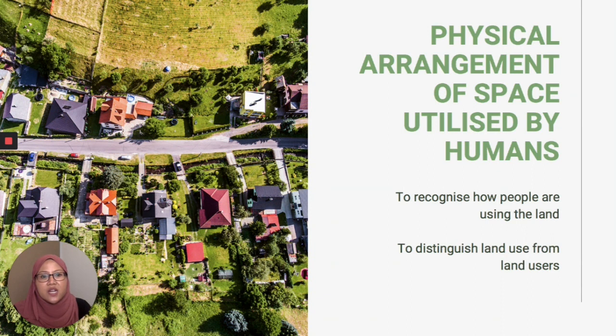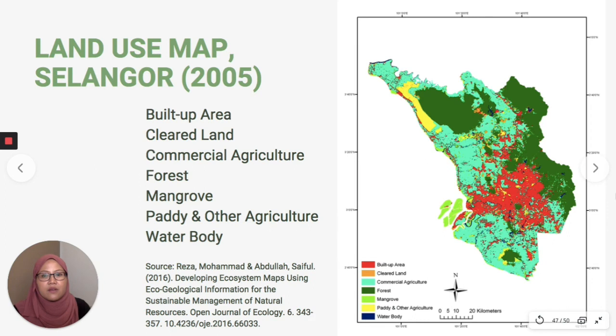So when we study land use, we wish to recognize how people are using the land, and we want to distinguish land use from land users. This map shows the land use of Selangor in 2005. We can see that the land use has been categorized into 7 categories, which are the built-up area in red, situated in the center, and the cleared land, which is in orange, which we don't see a lot of on the map.